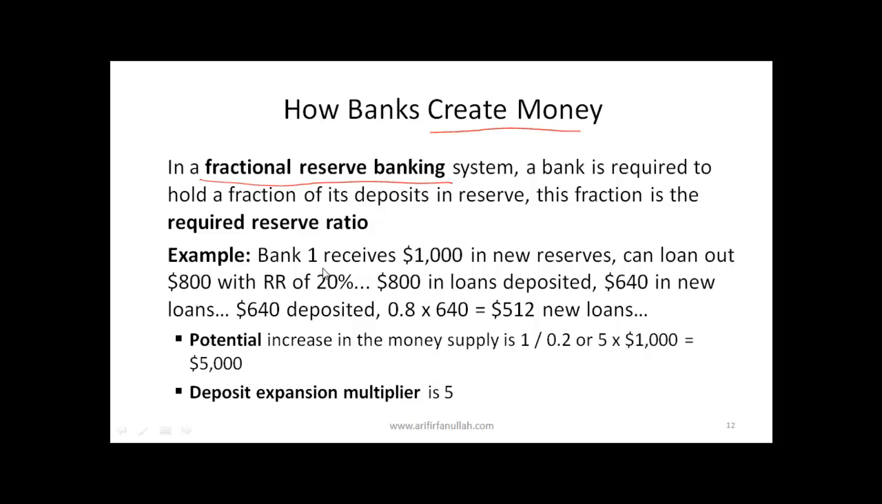Let's look at an example. If a bank receives $1,000 in new reserves and can loan out 800 because the required reserve ratio is 20%. So when it receives 1,000, how much must it keep with itself? 200, which is 20%, and 800 is then loaned out.